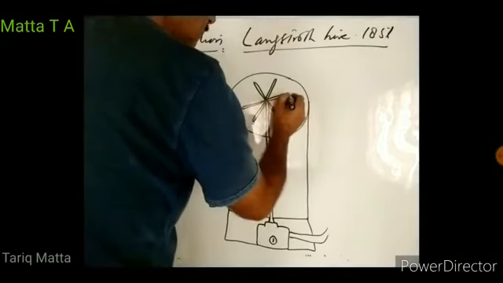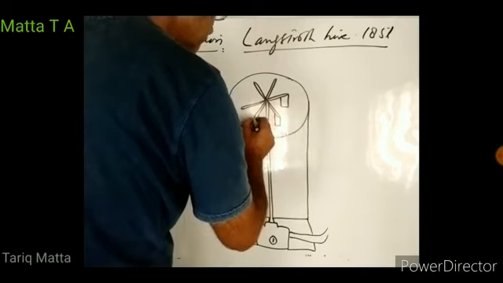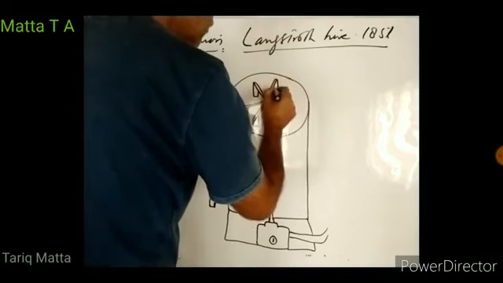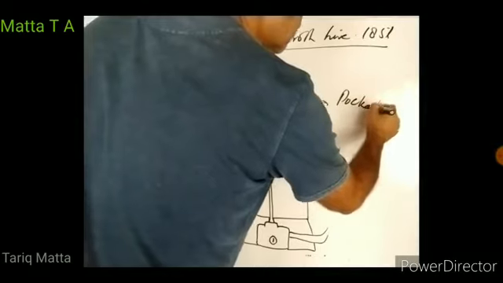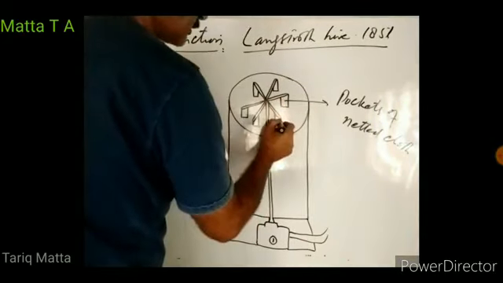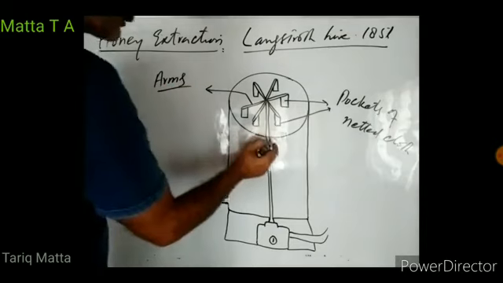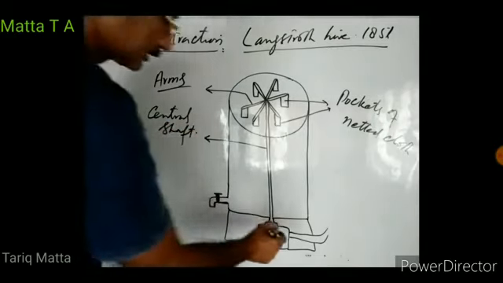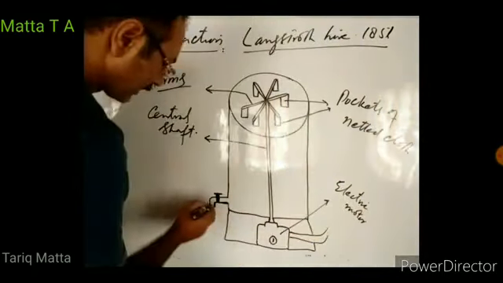And attach it to these rods pockets of netted cloth. So these are pockets of netted cloth. These are the arms. This is the central shaft. This is the electric motor, or this motor can be manual. This is a tap.